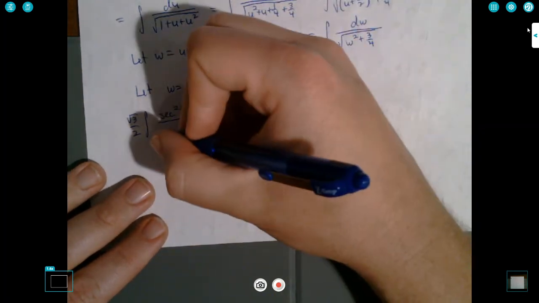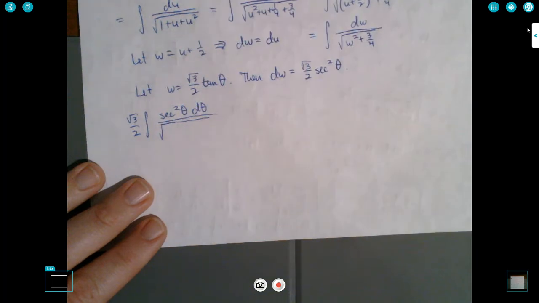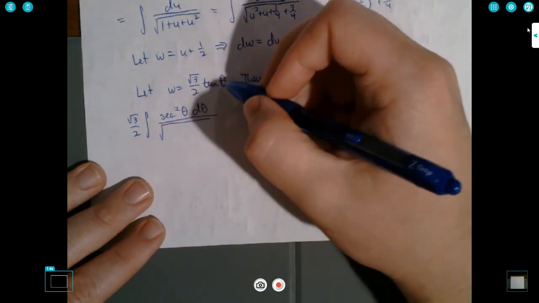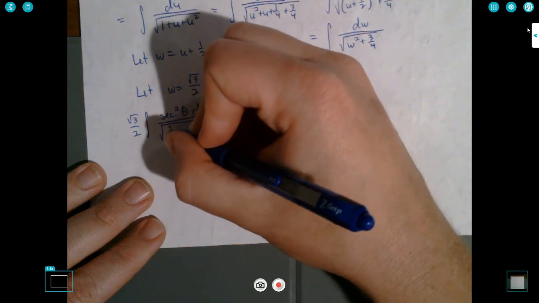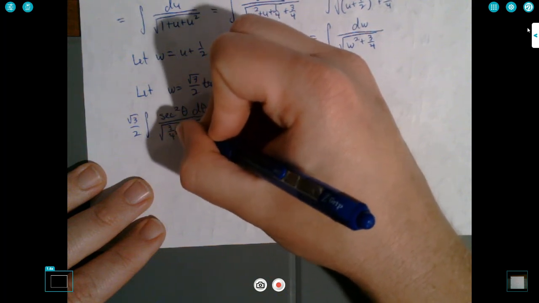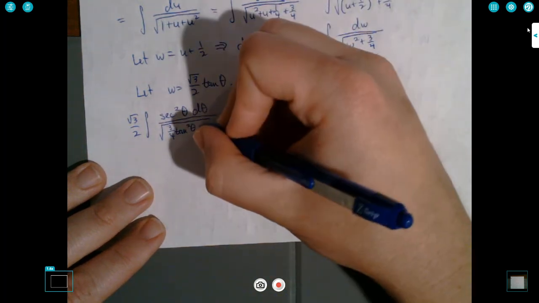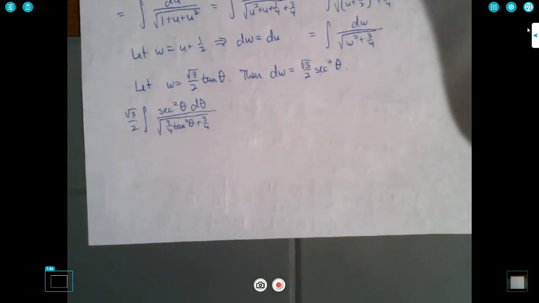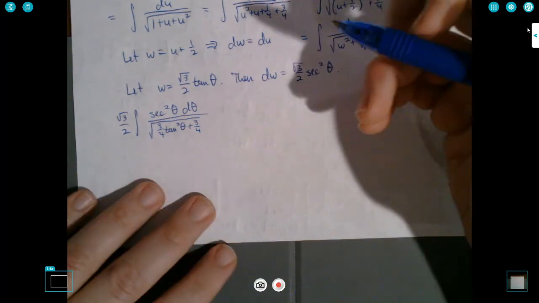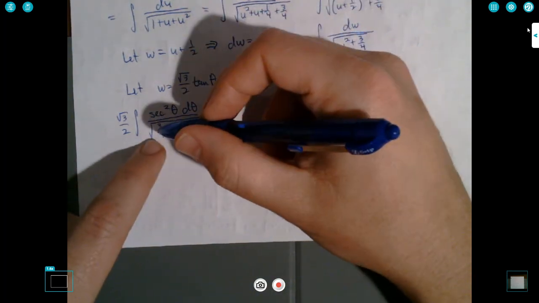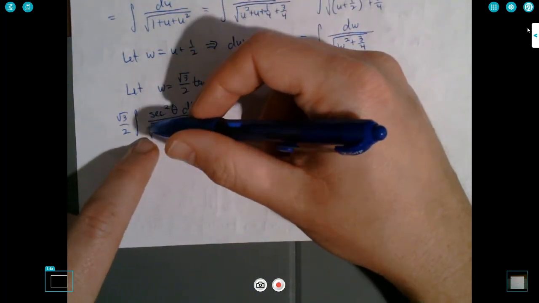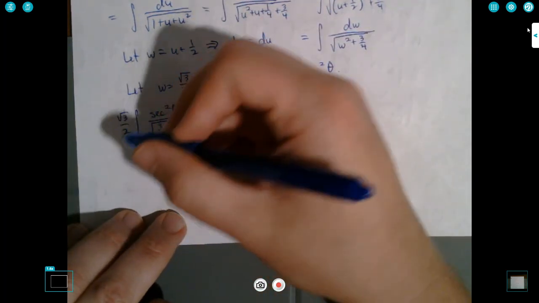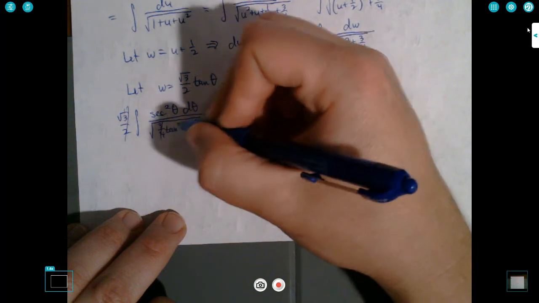over the square root of w squared. So that would be 3/4 tangent squared theta plus 3/4. Okay. The 3/4 I can factor out and then take the square root of 3/4. It would be root 3 over 2. And that root 3 over 2 will cancel with that one. How beautiful, right? How beautiful.